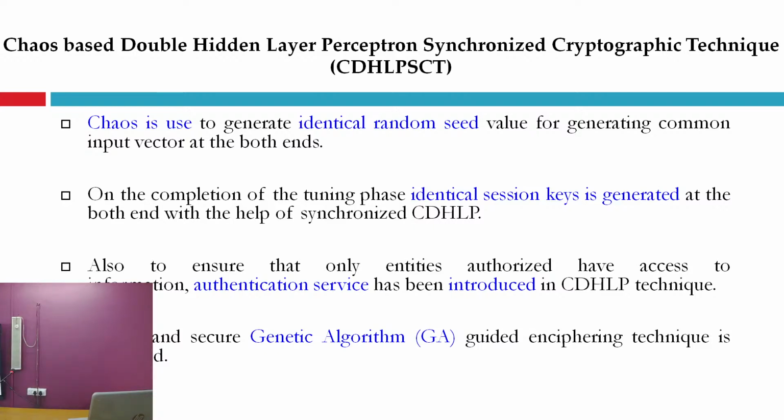I have a double hidden layer, but I have incorporated the chaos to generate the random seed, or random input vector, at both ends. Now what is the effect? The effect is that this is a nonlinear dynamics. So I am incorporating a nonlinear dynamics into the system with two hidden layers. So what is the effect? Let's see the effect.